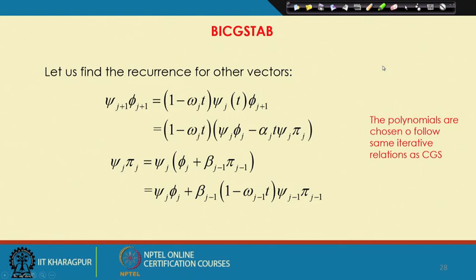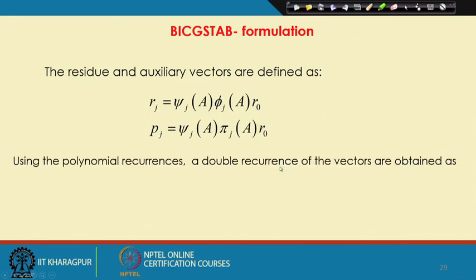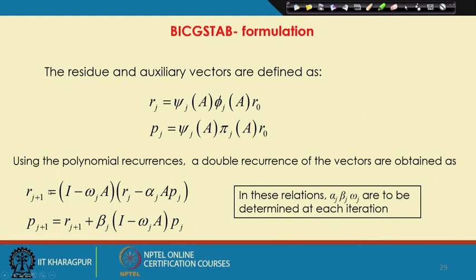The polynomials are chosen to follow the same iterative relations as CGS. The residue and auxiliary vectors are defined as r j equals psi j phi j A r 0, and p j equals psi j A pi j A r 0. Using the polynomial recurrences, a double recurrence of the vectors can be obtained as r j plus 1, the same method we have done for conjugate gradient squared: r j plus 1 equals I minus omega j A times r j minus alpha j A p j. And p j plus 1 is r j plus 1 plus beta j times I minus omega j A p j.